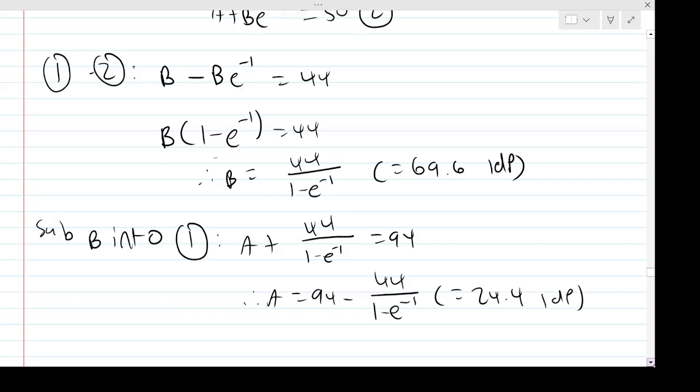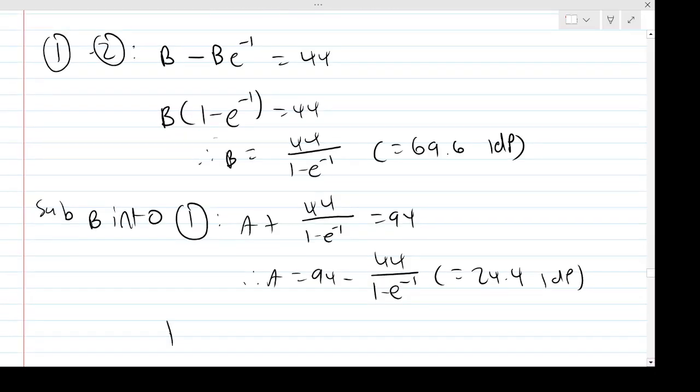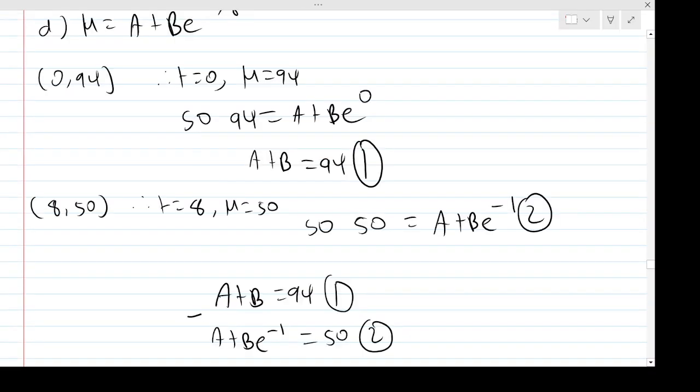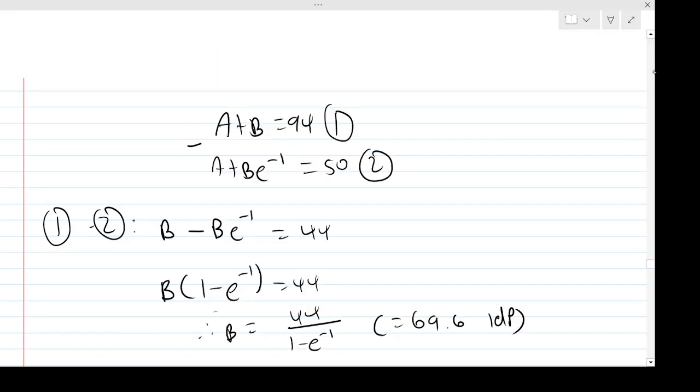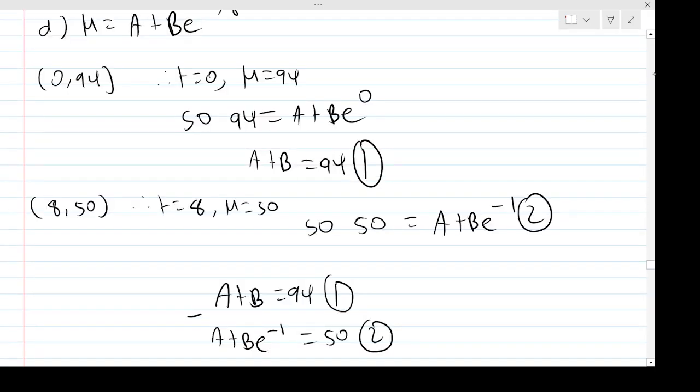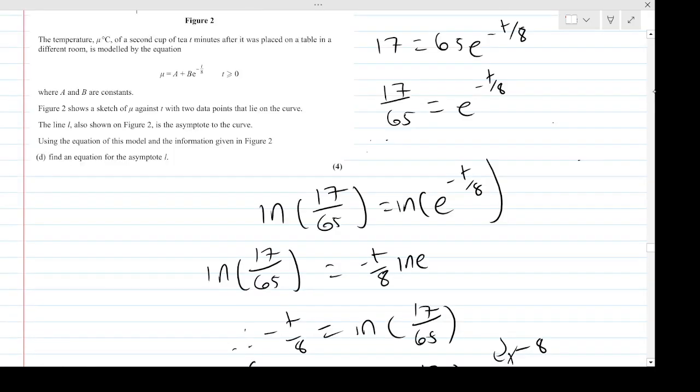So my model is going to look like this. My model is mu. Remember, mu was A add Be to the minus t over 8. So A is this, 24.4, add B, 69.6, e to the negative t over 8. Now hopefully that helps you visualize. If I just put the decimals now, it's a lot clearer what we're working with. Now I've got my equation.